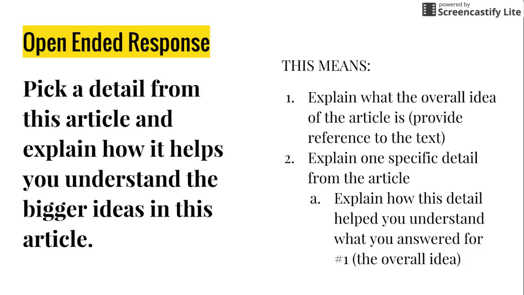Finally, you are going to be expected to write an open-ended response. The question is, pick a detail from this article and explain how it helps you understand the bigger ideas in the article. This is going to be different for everyone. So all of us are going to pick a different detail, which is the beauty of this question, that there is no wrong answer. However, you need to explain your answer as fully and detailed as possible. So you need to, 1, explain what the overall idea is of the article and provide a reference from the text. And then you need to explain one specific detail and how that detail helps you understand what you explain in the first part.